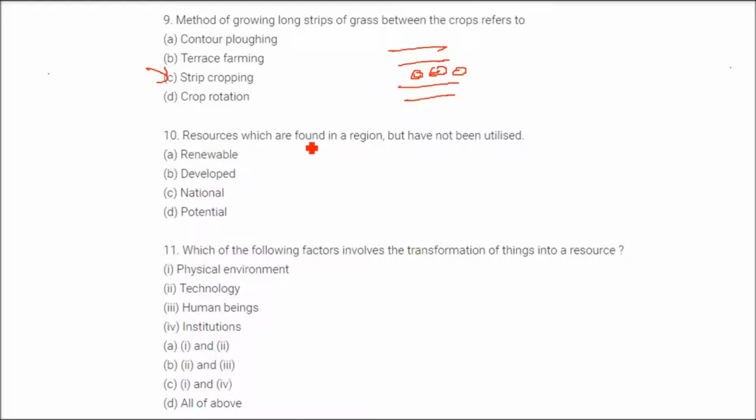Next is resources which are found in a region but have not been utilized. So what is the answer for this? The answer is potential resources. Which of the following factors involves the transformation of things into a resource? And the answer is, it's actually all of the above. Physical environment, technology, human beings, institutions.